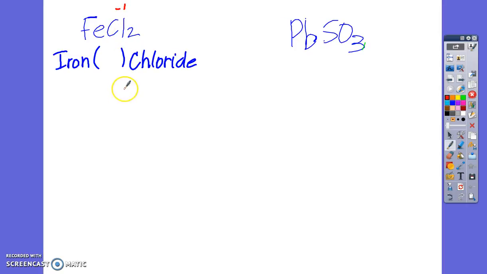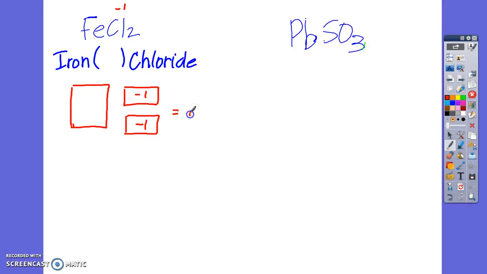How many of these chlorides do I have? I have 2 of them. They're each -1. How many irons do you have? You're only getting 1 of them, because there's a 1 here we don't write. So let's draw this one big box. What should this charge be so they equal 0? Should be a +2. Here's your Roman numeral.